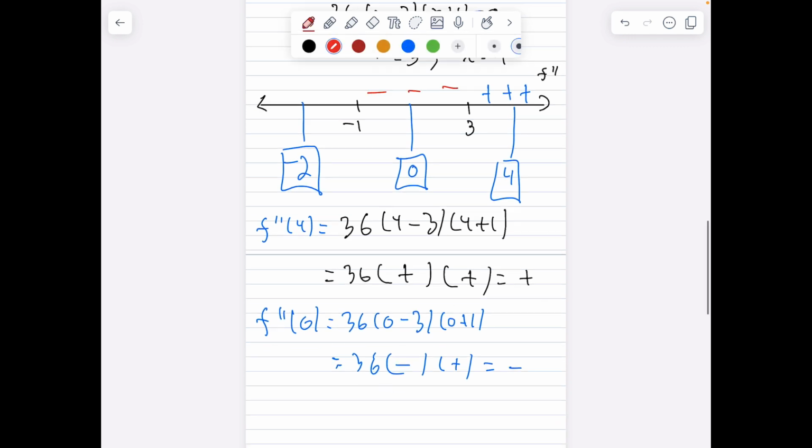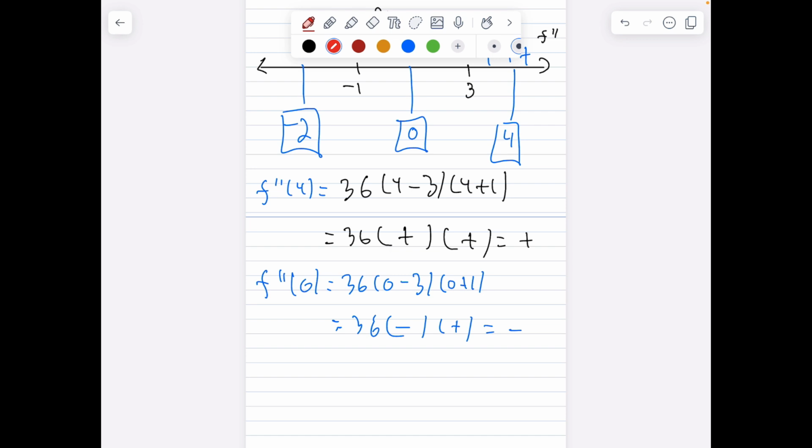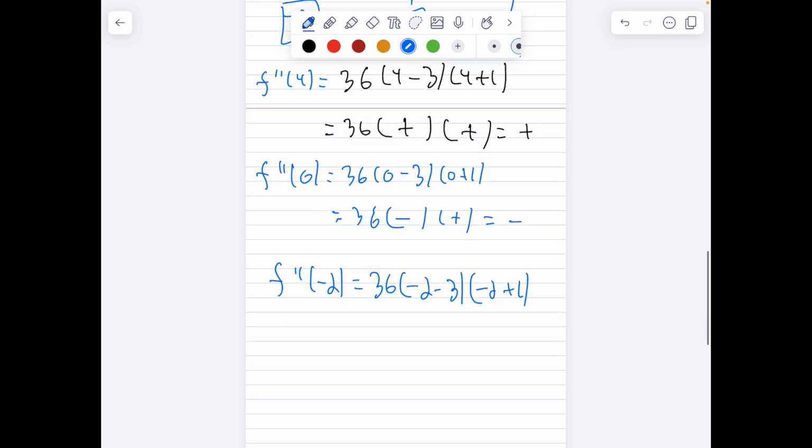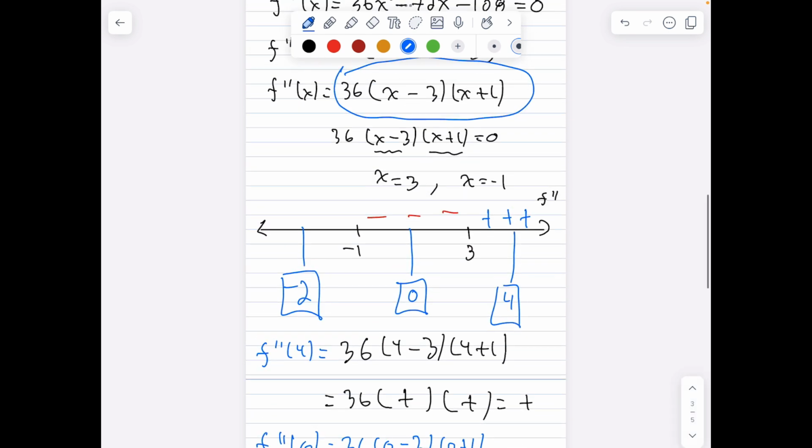And finally, when we plug -2 in, it's going to be 36 times minus 2 minus 3, which is a minus 5, so it's negative. Negative 2 plus 1 is a negative 1. So positive 36 times a negative is a negative, times another negative is a positive. Okay. So we'll put a bunch of pluses there.